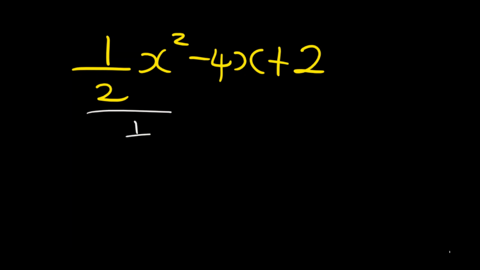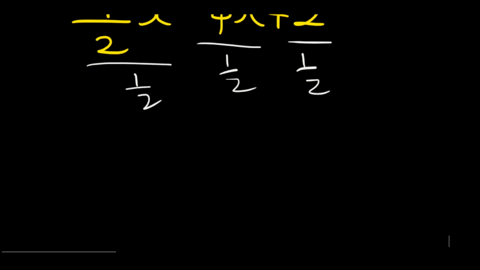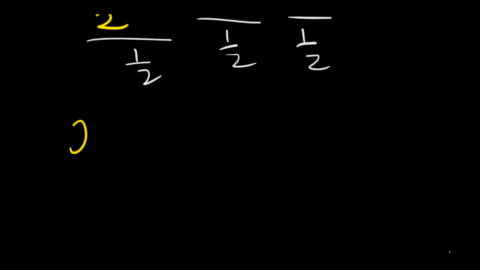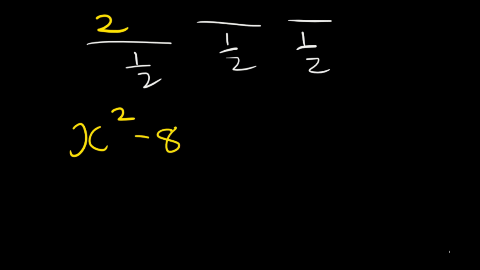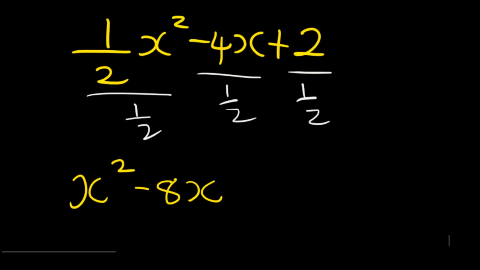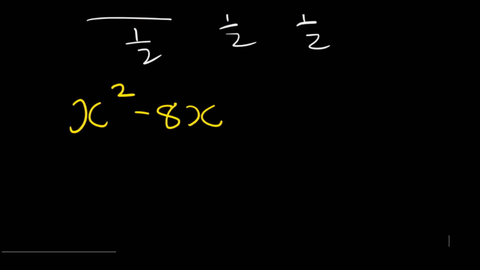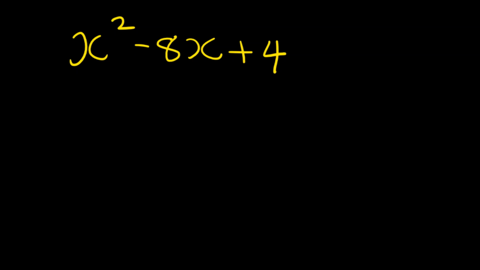So divide by 1 over 2, divide by 1 over 2, divide by 1 over 2, right? So now our problem is going to be simpler. We will have x squared, right? So if you can see, minus 4 divided by 1 over 2 is going to give you minus 8x, right? And then 2 divided by 1 over 2 is going to give you plus 4 like this, right? So now we can complete the square, but bear in mind that we divided by 1 over 2. So you need to multiply that later on.